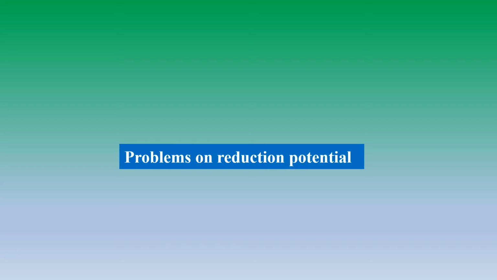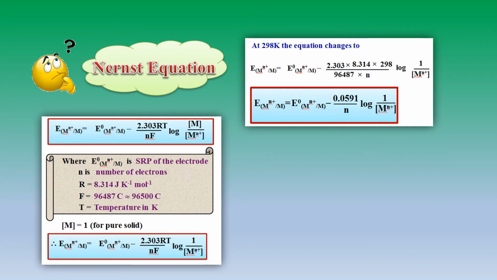Problems on reduction potential. How to calculate the reduction potential by using Nernst equations. These are the different forms of the Nernst equation. First one: reduction potential E is equal to E naught, where E naught means standard reduction potential, minus 2.303 RT divided by nF log of the concentration of M in the reduced form divided by the concentration of the oxidized form Mn+. This is one form.